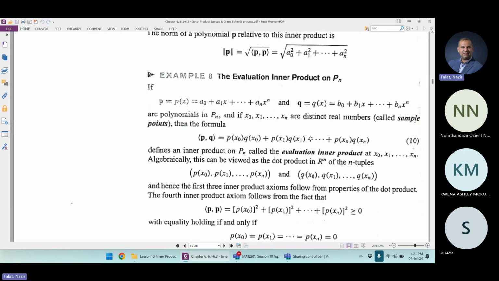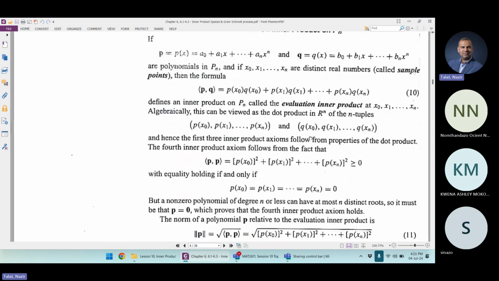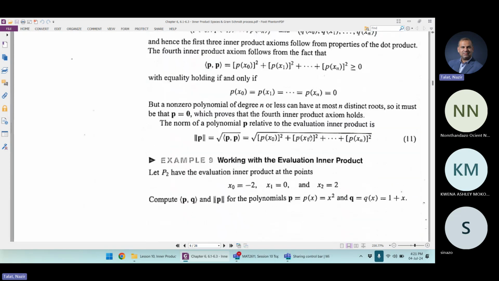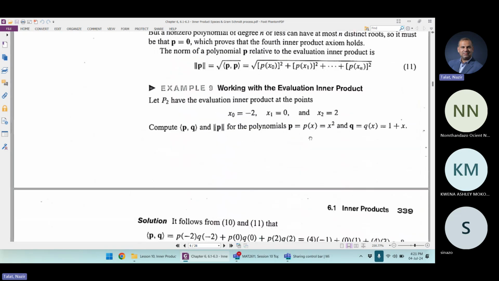So here we can see that this inner product fulfills all the axioms. And here are some computations of that one. For example, if we have some x0 equal to minus 2, x1 is 0, x2 is 2, and let p0 be the evaluation inner product at those points. Then you need to compute the inner product of p and q and the norm of p for the polynomials p equal to x square, q equal to 1 plus x.